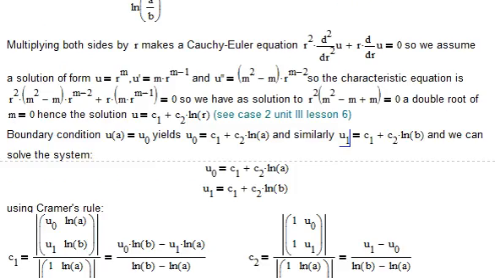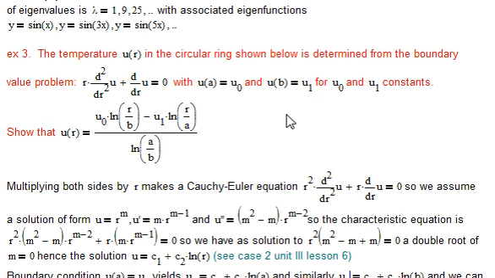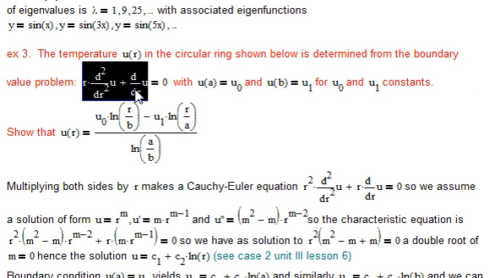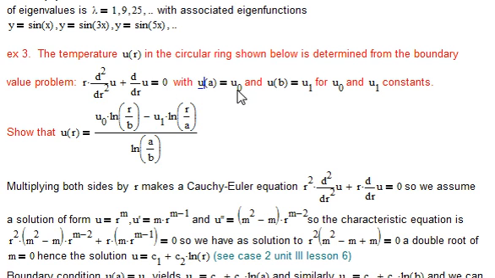Now I'll go back to the problem to show you what we're interested in. What we're interested in is the temperature at position r within the circular ring, and that can be determined by this boundary value problem here: r times the second derivative of u plus the first derivative of u with respect to r is equal to 0, with our boundary conditions as given below for u1 and u0, constants. So what we're going to do is show that we can find that temperature, u of r, by using this formula: u0 times ln of r over b minus u1 times ln of r over a, all divided by ln of a over b.